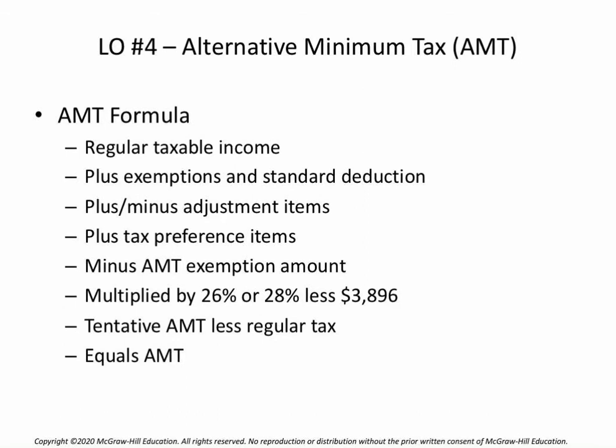So this is kind of like the tax tables we've seen before, but we've only got two tax brackets that we're going to be looking at here: 26% and then 28% if we're over the amount. So the tentative alternative minimum tax less the regular tax is going to equal the amount of alternative minimum tax that needs to be paid in addition to that regular tax.